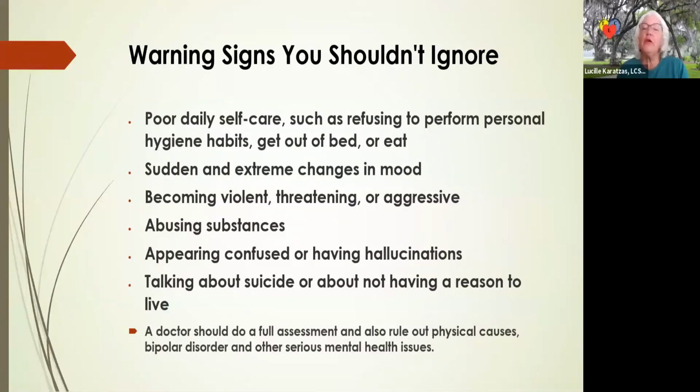Someone who might appear confused or who's having hallucinations. Again, we talked a little bit about how when you're feeling depressed or very anxious, you might feel like you're in a haze or a fog, and that may look like dementia. And so the first thing people think of is, it must be Alzheimer's, it must be dementia. Let's make sure we rule out that it might not be depression manifesting itself that way.